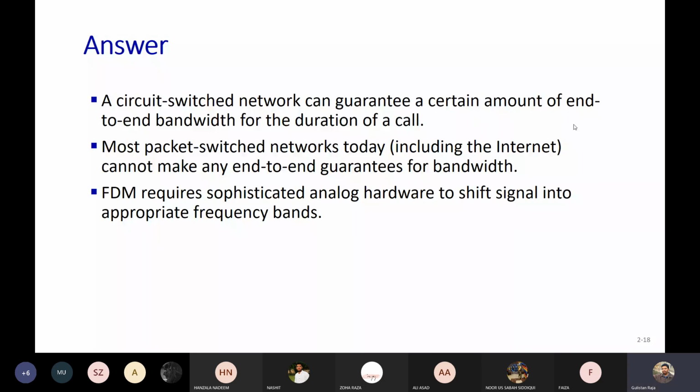Packet switch network, as I told you, today's internet is also a packet switch network. There are no end-to-end guarantees for bandwidth. And FDM requires sophisticated hardware to shift signals into appropriate frequency bands. That is the disadvantage of FDM in comparison to TDM. TDM is simpler.